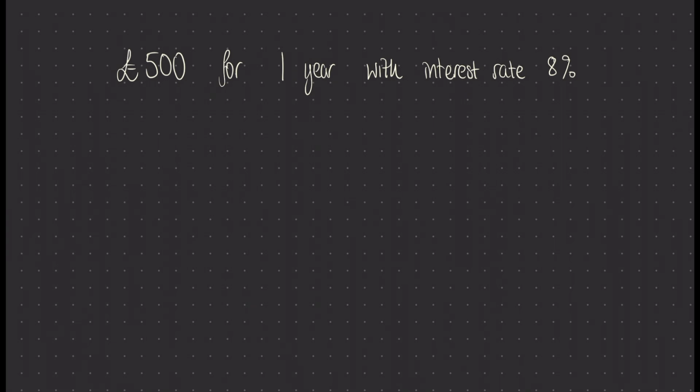for 1 year. So using the idea of the multiplying factor, I know that in order to keep my original sum of money and to add on the percentage increase, I need to multiply 500 by 1.08. By the end of the first year, I'll end up with £540.